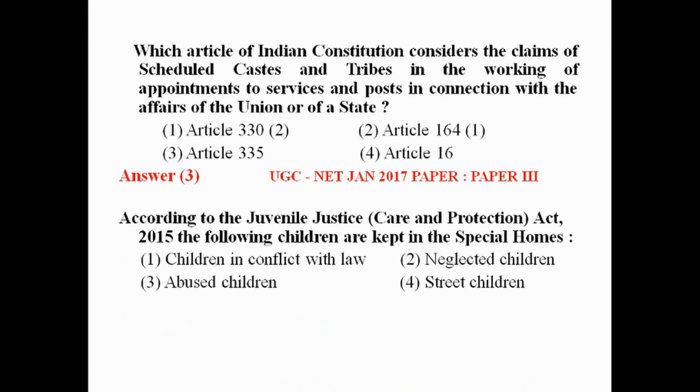Next question. According to the Juvenile Justice Care and Protection Act of 2015, the following children are kept in the special homes. Option 1, children in conflict with law. Option 2, neglected children. Option 3, abused children. And option 4, street children. So, according to the Juvenile Justice Care and Protection Act 2015, the children in conflict with law are kept in special homes. So, the answer is option 1.